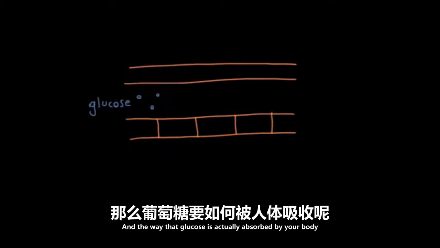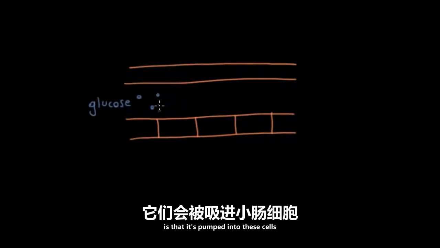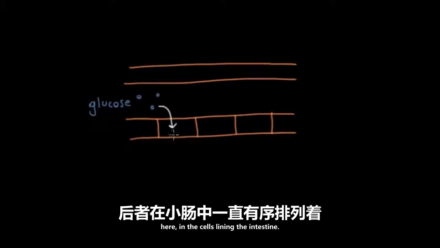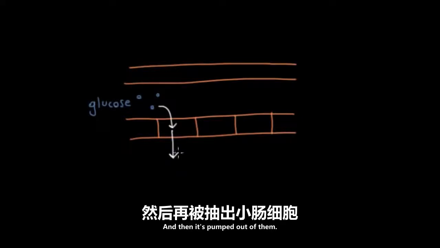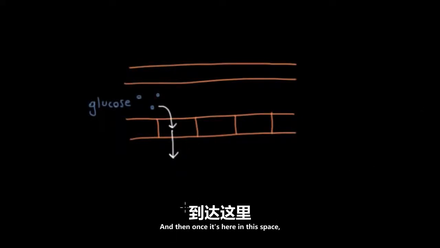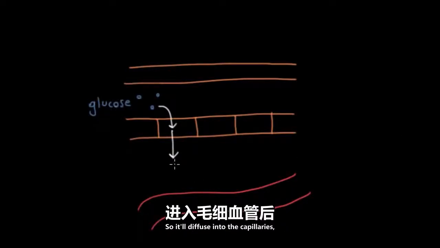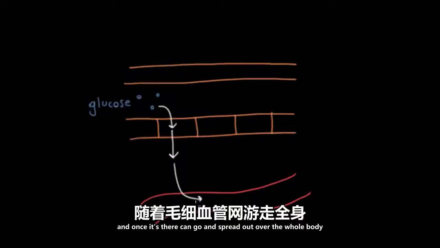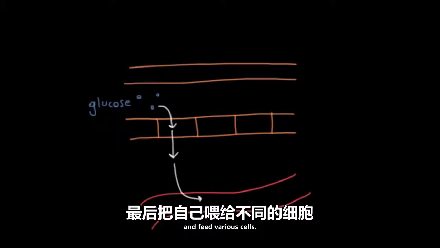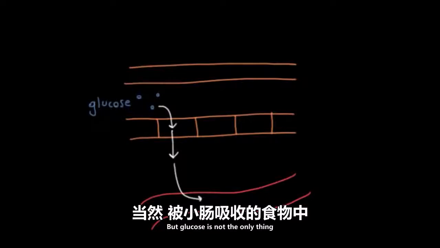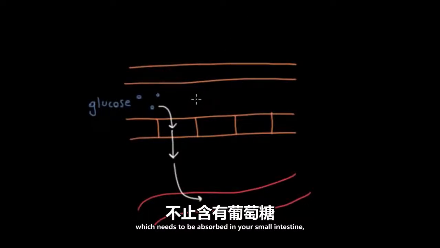And the way that glucose is actually absorbed by your body is that it's pumped into these cells here, the cells lining the intestine, and then it's pumped out of them. And then once it's here in this space, it's able to diffuse into capillaries which are nearby. So it'll diffuse into the capillaries, and once it's there, it can go and spread out over the whole body and feed various cells.